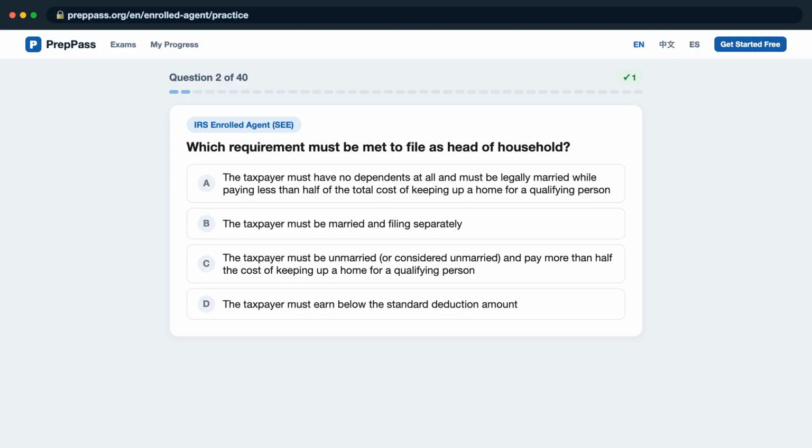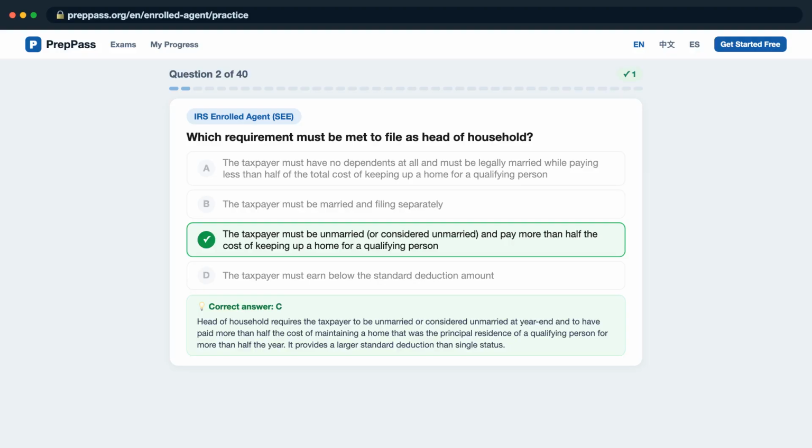Question 2. Which requirement must be met to file as head of household? Is it A, the taxpayer must have no dependents at all and must be legally married while paying less than half of the total cost of keeping up a home for a qualifying person? B, the taxpayer must be married and filing separately? C, the taxpayer must be unmarried, or considered unmarried, and pay more than half the cost of keeping up a home for a qualifying person? D, the taxpayer must earn below the standard deduction amount? The correct answer is C.